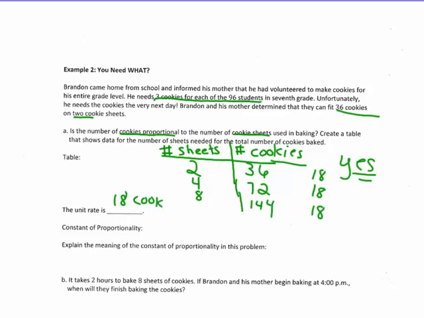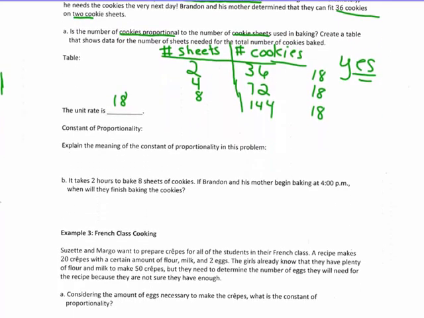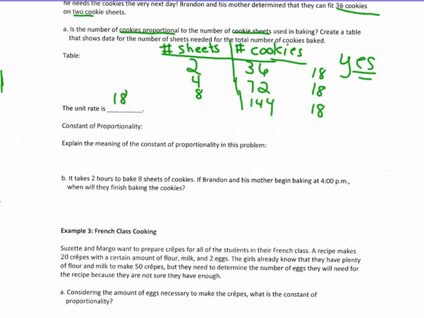Actually, I'm going to write that down a little bit. So my unit rate is 18. Explain the meaning of the unit rate or of the constant of proportionality. Remember, they mean the same thing. In the context of the problem. Well, the context of the problem is just saying that I want to use my labels. So this means 18 cookies per sheet.